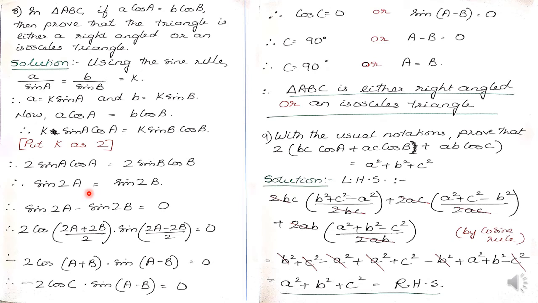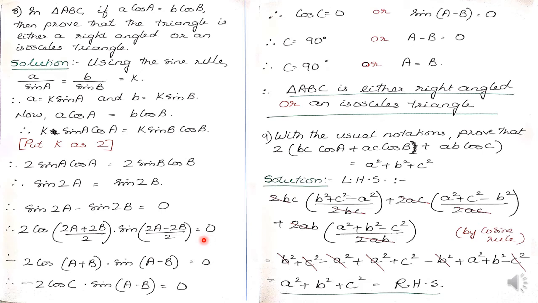Now by our double angle formula from last year, sin 2 theta is equal to 2 sin theta into cos theta. So 2 sin A cos A becomes sin 2A and 2 sin B cos B becomes sin 2B. Bring it towards the LHS. So sin 2A minus sin 2B is equal to 0. Now use the formula here for sin C minus sin D. It becomes 2 cos C plus D by 2 sin C minus D by 2. Last year's compound angle formula.